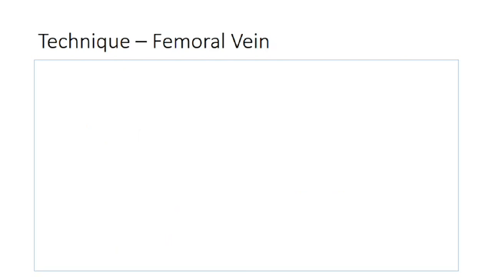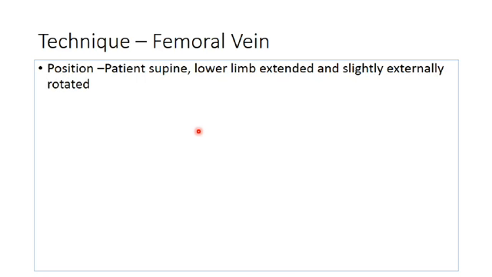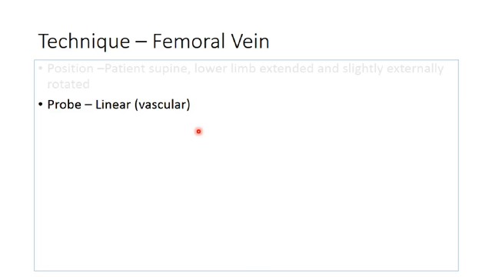Now let's go on to the technique of how you actually do this. We've covered a lot of the theory behind this, so I'm just going to tell you the step-by-step practical aspect of doing the femoral vein Doppler. Firstly, patient position must be supine with the leg extended and mildly externally rotated. The probe is obviously the linear probe or the vascular probe, but in fat people you may need to take the curvilinear abdominal probe. But the initial probe of choice is the linear probe with a vascular package.